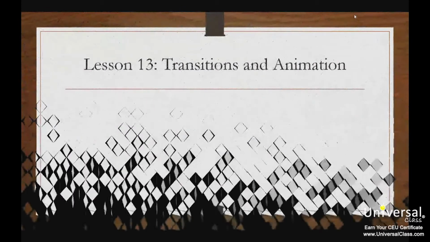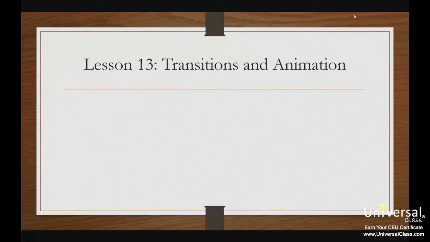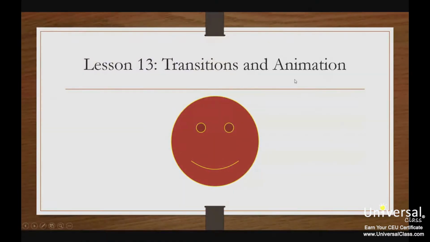So if I go to my slide, and there's my transition, but as I go to my slide, you see there's nothing on the slide. It's blank because my animation is on click. So when I click the mouse, there comes my smiley face.